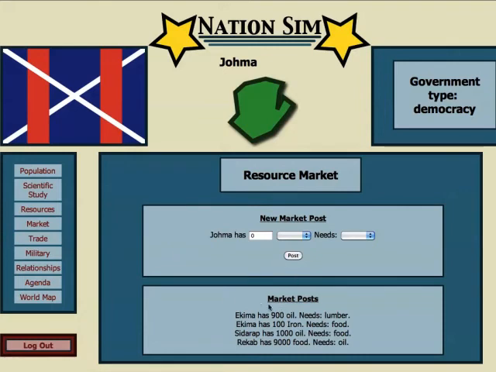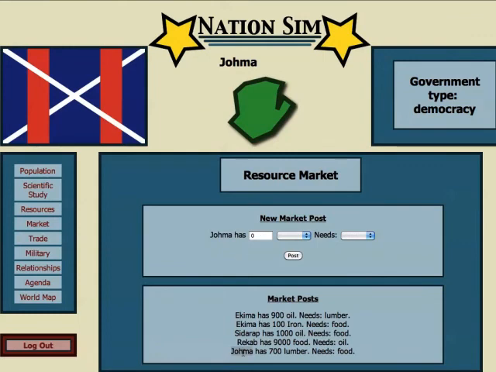In the market, students can post to this and it will be processed and seen on all screens. This will initiate the trading process. So, if we had an abundance of lumber, 700, but we needed extra food, we could post this to the market to initiate trade with other nations. And now I can see that in our market posts.